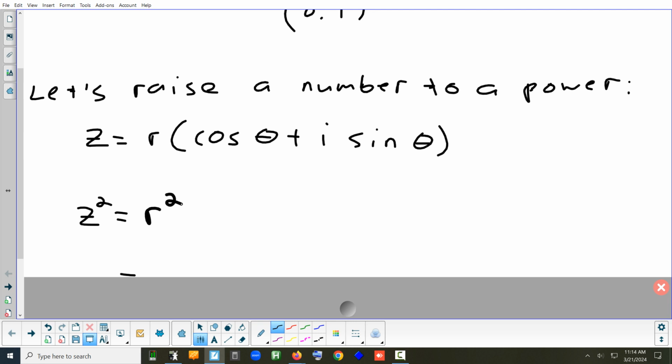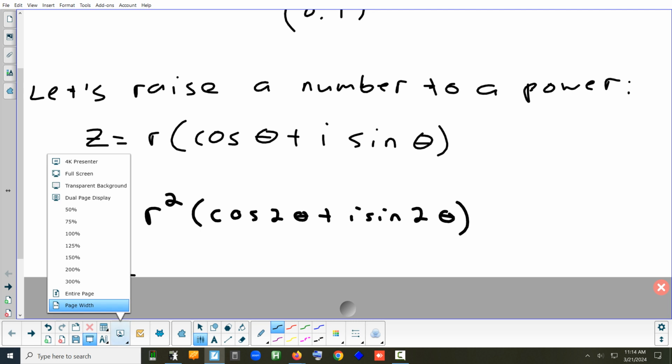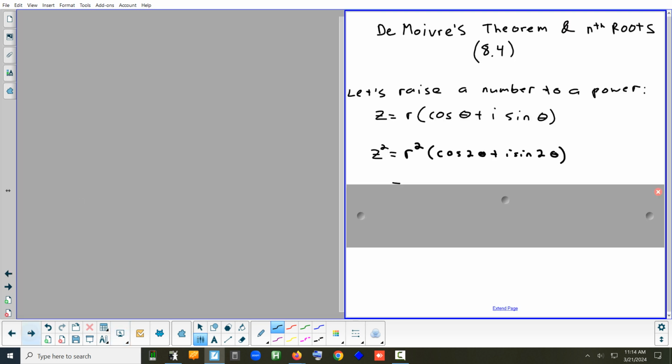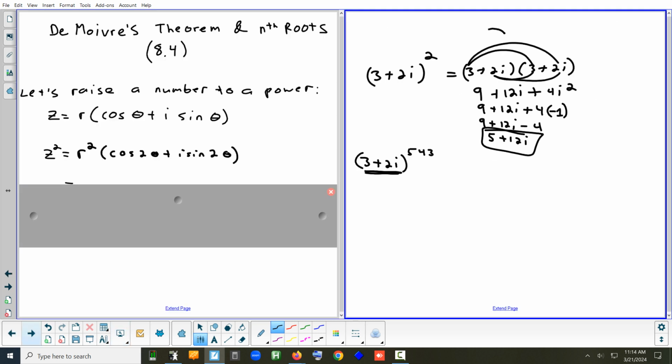It would be r squared cosine 2 theta plus i sine 2 theta. What I just did in trig form, right there, took the place of all of this. I basically did it in one step, raising this to the second power. But it had to be in trig form.